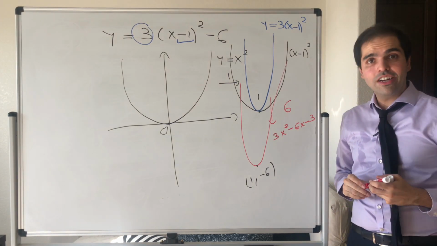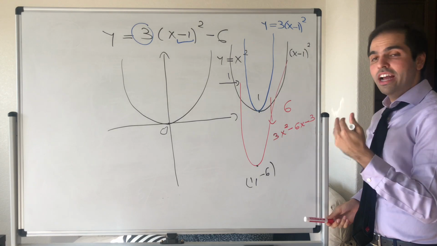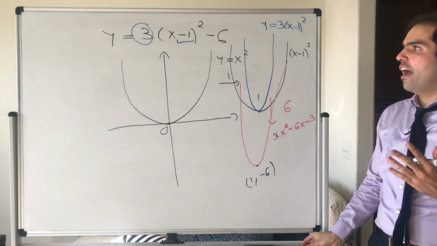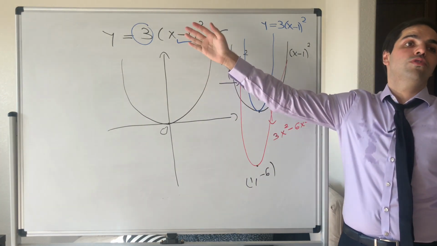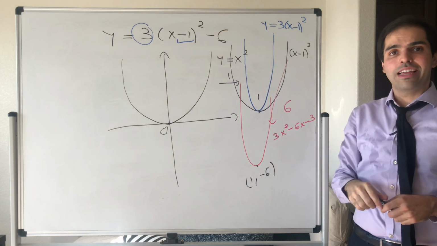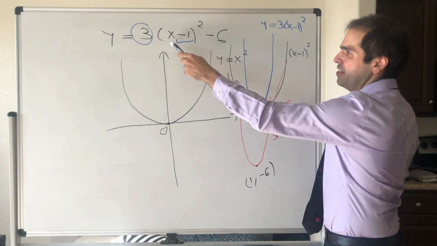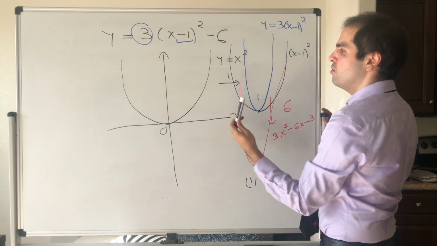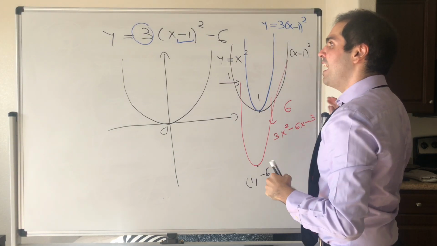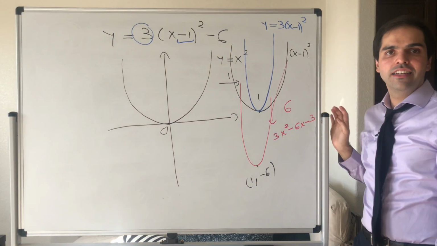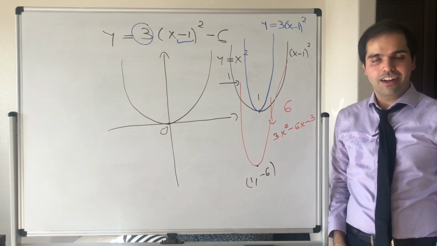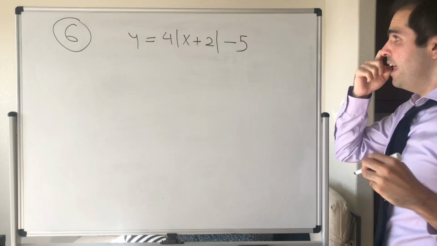So in those questions, again, try to complete the square and do this step by step. That's what I'm saying. So here, x minus 1, you shift it right. 3, you dilate it. And then minus 6, you shift it down. All right, next question.